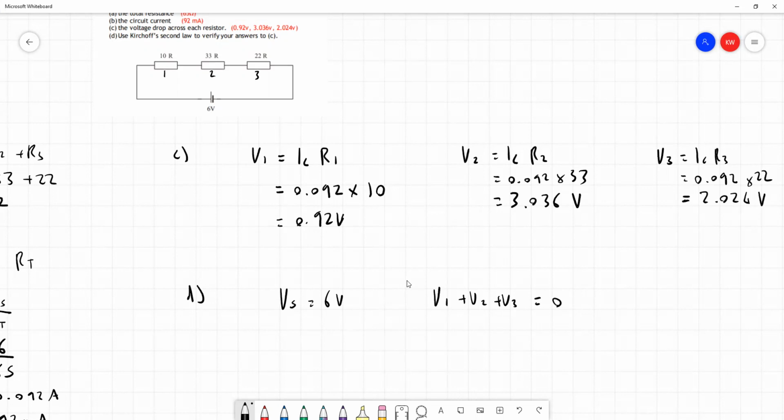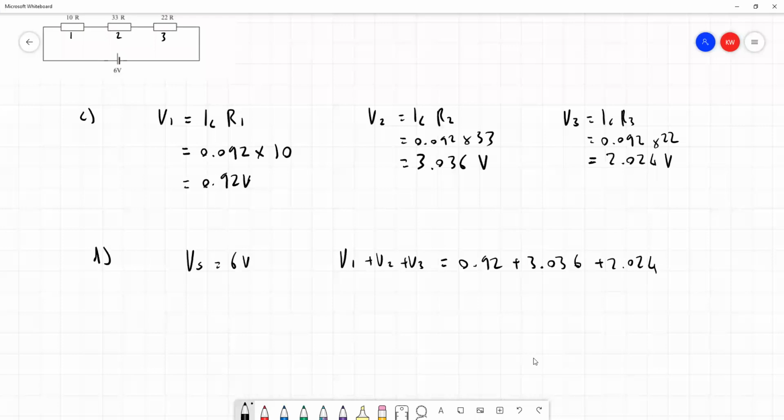So V1 is 0.92, V2 is 3.036, and V3 is 2.024. And it's probably not immediately obvious if these are equal or not. We have to add them up. But you can probably tell already they're going to be in the right region, because one's about 3, one's about 2, and one's about 1. So we'll put them into our calculator and see if they are indeed equal.